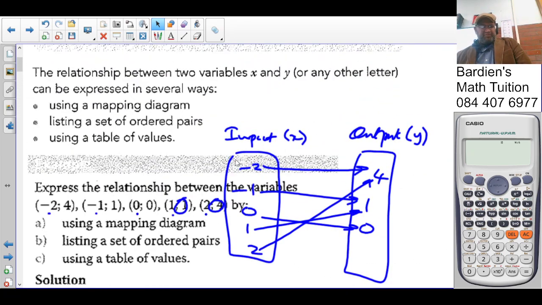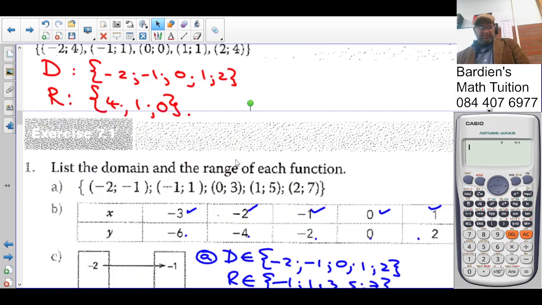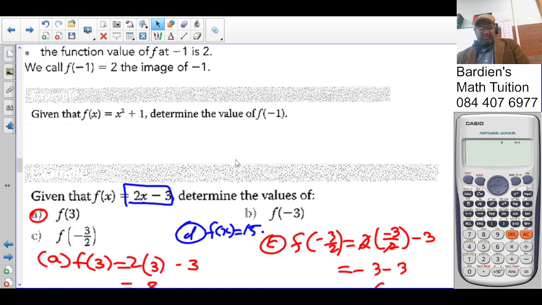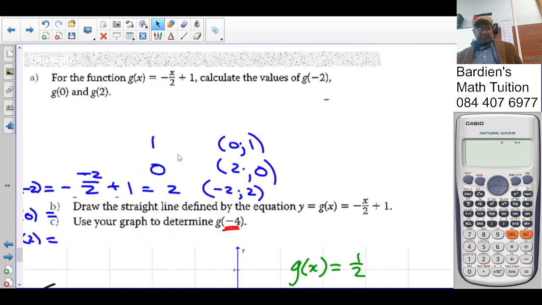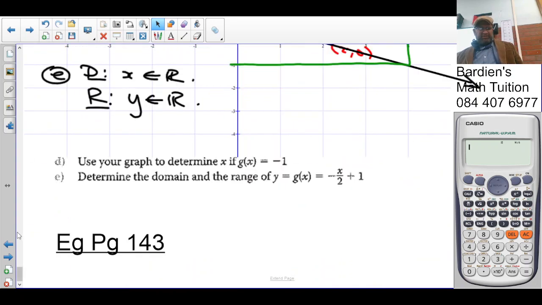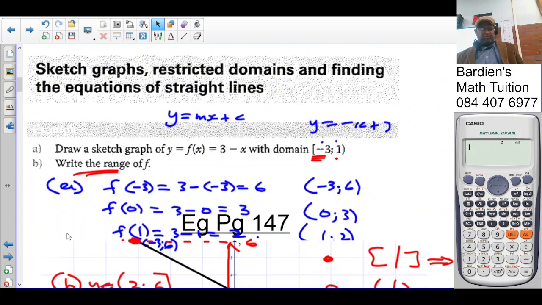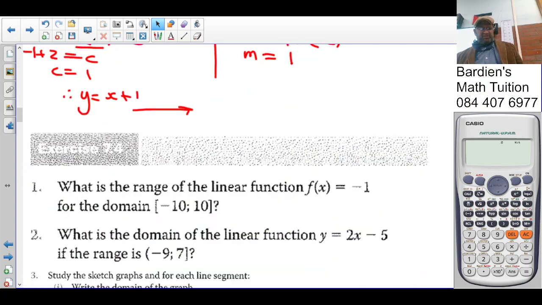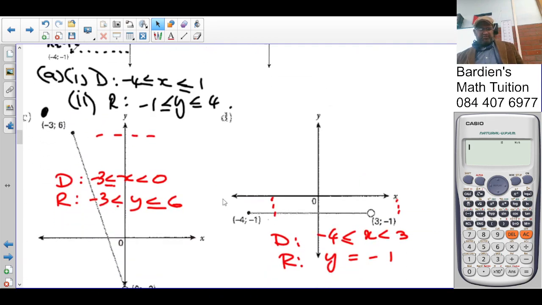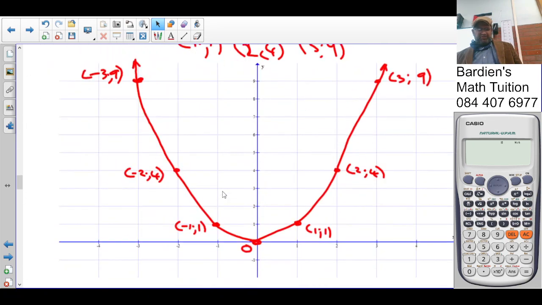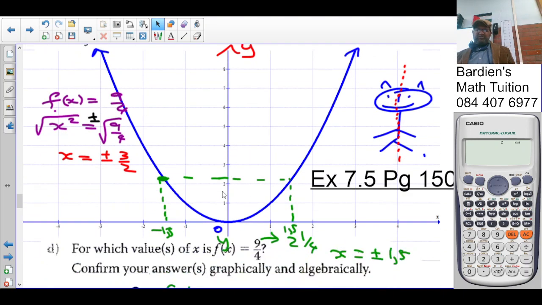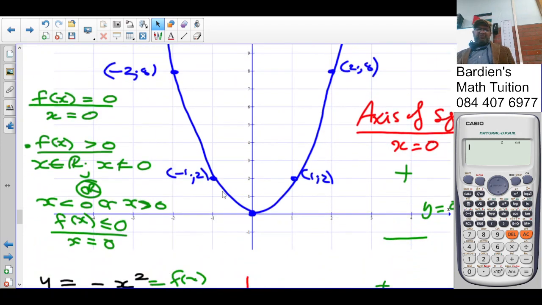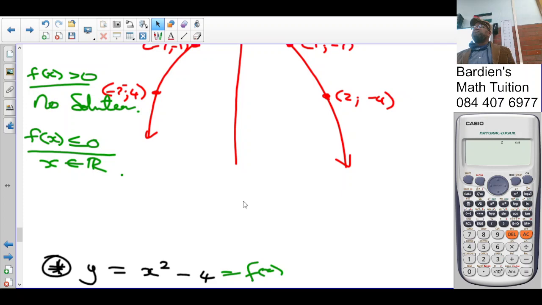Okay, so we did domain and range. We drew graphs within a given domain. We spoke about interval notation. Then you went on to more straight line graphs. Then we drew parabolas, not so? Also known as quadratic functions. We spoke of lines of symmetry, and then we looked at interpreting those graphs, not so?